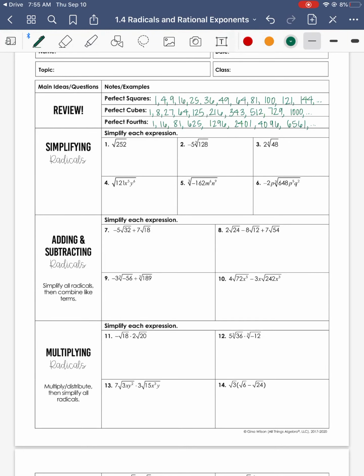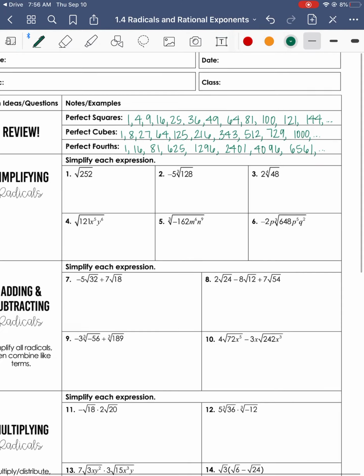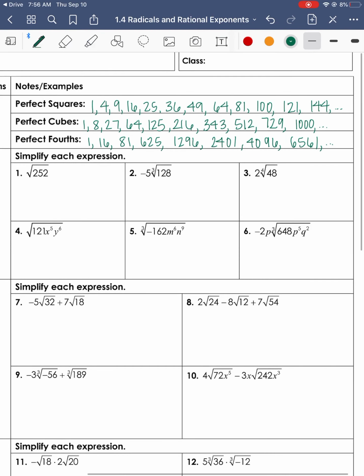All right, here is video number 4 on radicals and rational exponents. Okay, so I've already filled in this top part here, perfect squares, perfect cubes, perfect fourths. This is a reference for you guys, so if you see these numbers coming up in different types of radicals, these are the factors that you're going to be looking for to split these up, okay?